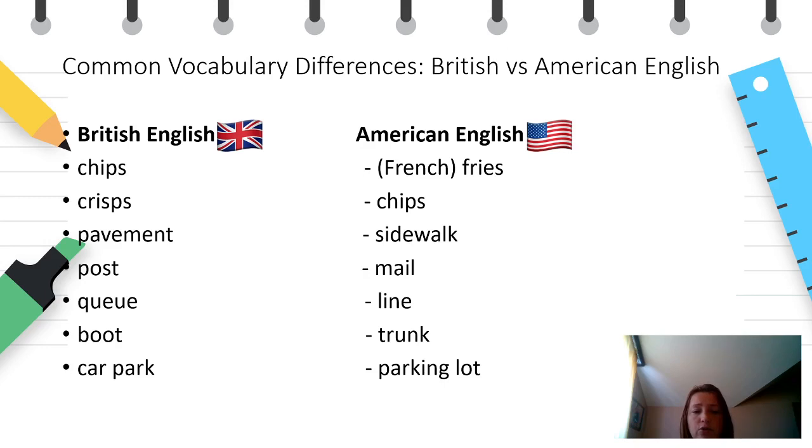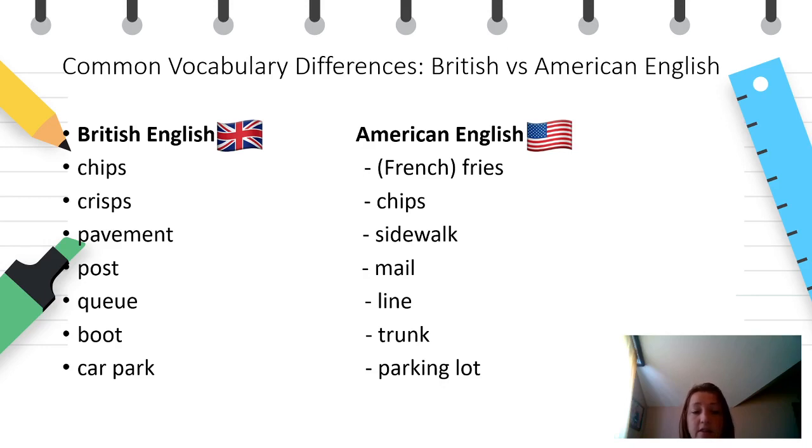Pavement is the road where pedestrians walk in British English, and the equivalent word in American English is sidewalk. Post in British English and mail in American English. Has the post come yet? Or has the mail come yet? Or I have to go through my mail.